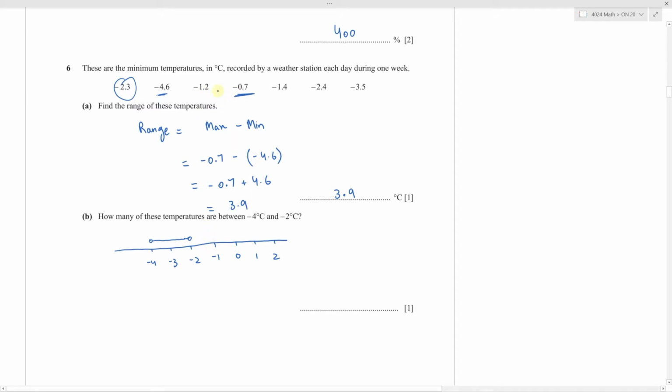-1.2 will be here. -0.7 will be here somewhere. -1.4 will be here. -2.4 will be somewhere here. So this is also within the range. -3.5 will be here in the middle between -3 and -4. So this is also in the range. So how many are in this range? 1, 2, 3. So there are three values that are in the given range.